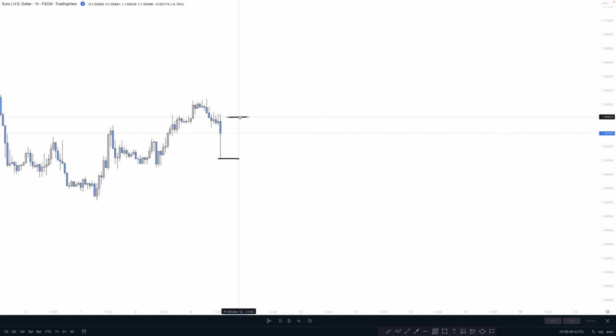So basically, guys, this is going to indicate everything to you. What is a valid change of character? What is a valid break of structure? What is a valid trend? You know, is price action showing us weakness to the upside or momentum to the upside? You know, all kinds of things. So this is a really important lesson that you guys need to understand before you move forward.